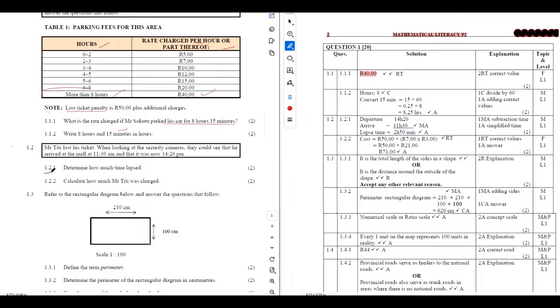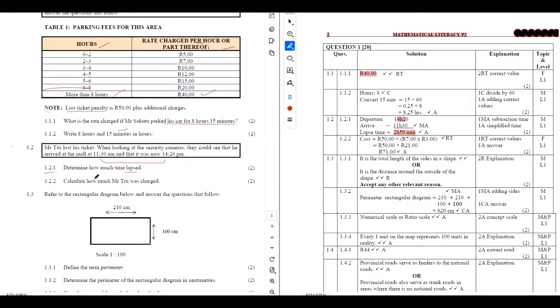We can see that 1.1.1 says determine how much time lapsed. So time lapsed is the time a person spent. Here they are asking us to find out how much time Mr. Titi spent at the mall. We can see that he arrived at 11:30 and it was now 2:20. So they even showed us the time that he spent.